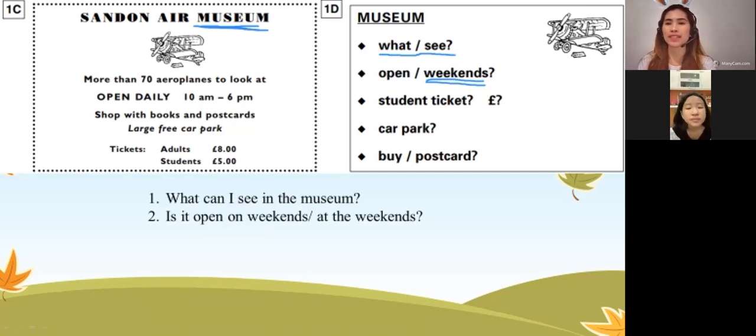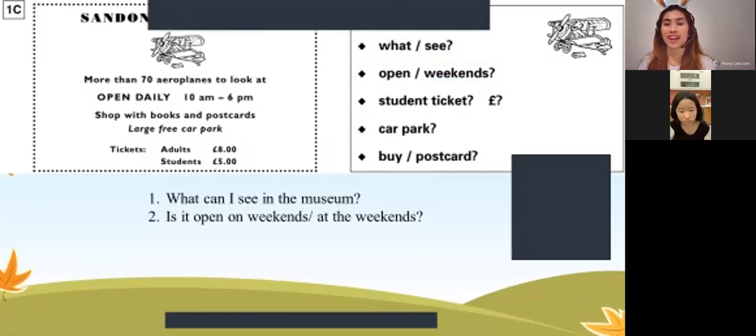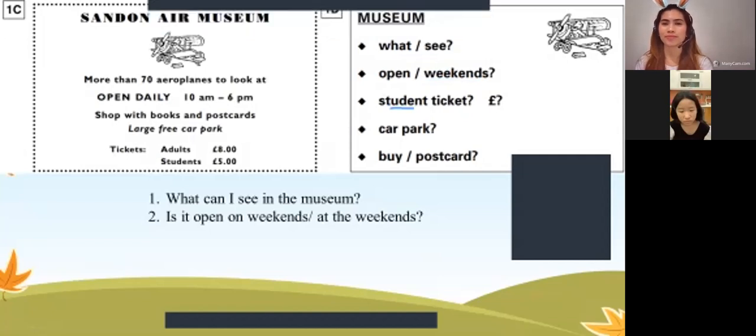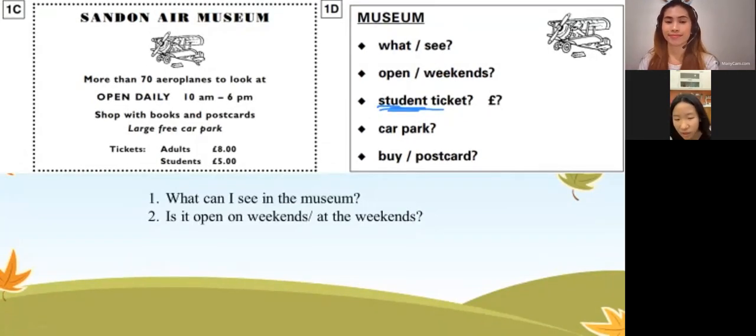Okay. Number three, please. You want to know how much a student ticket is. How much is? But do you want to know which ticket? An adult ticket or a student ticket? How much is a student ticket?